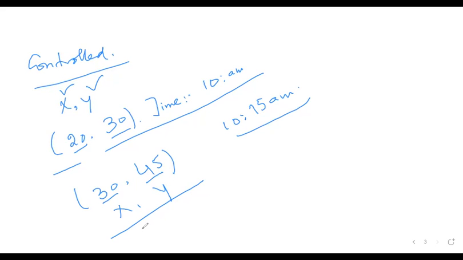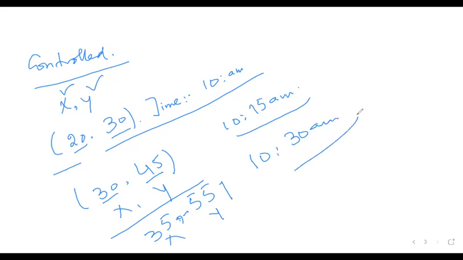And later on at 10:30, we can give the next position that can be 35 on the x-axis, and the y-axis could be 55. So here the time slot will be 10:30 a.m. So now if you can see, this is the controlled mobility.